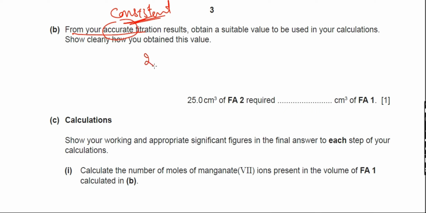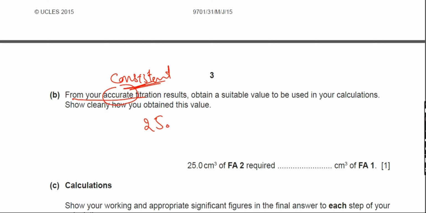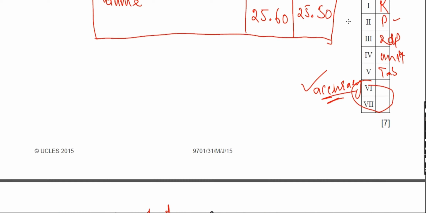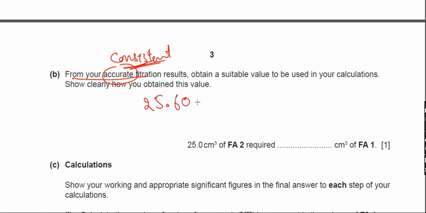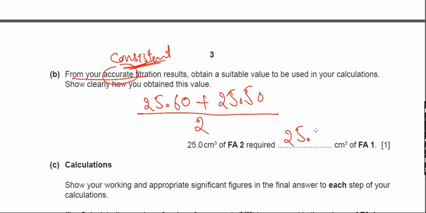So use those, like the first one, 25 point I forgot what was the value there, 25.60 plus 25.50. These were the two results which are consistent, as they have a gap of 0.1. Divided by 2, you will get the final reading, or the accurate reading, which is 25.55. Understood? So this is the volume of the FA1 used.